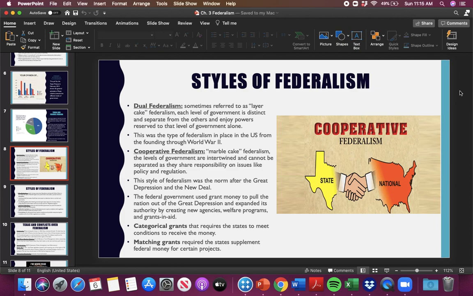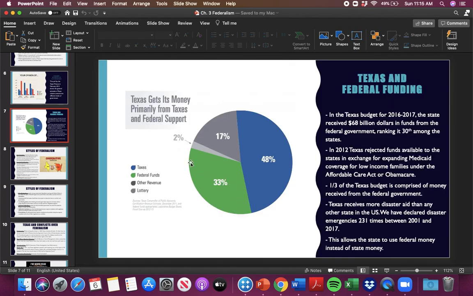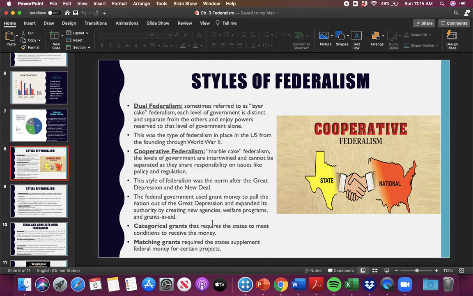And one of the biggest things that came out of the New Deal was this program called Grants and Aid. And that goes back to our budget, this money that we receive from the federal government. They're grants. There's a couple of types of grants used by the federal government, but the big two are categorical grants, where the states receive money to fund a specific thing, and in exchange for accepting that money, they have to agree to regulations put on it by the federal government. So this now gives the federal government a way to influence what happens in the state.